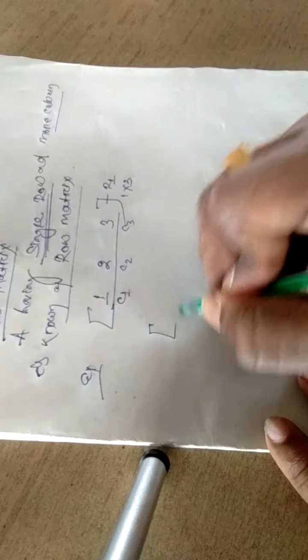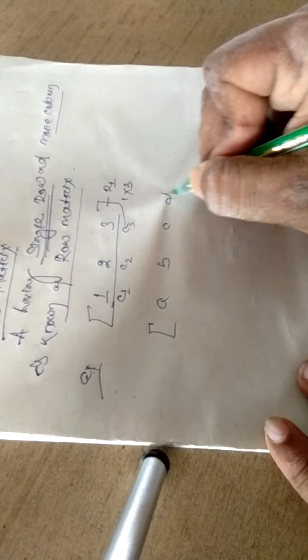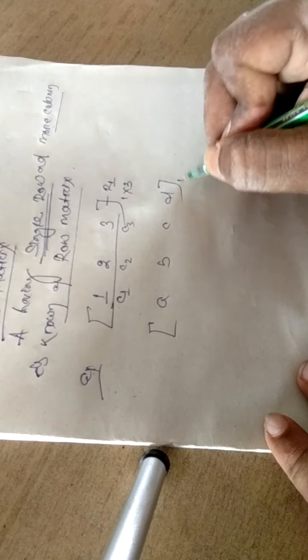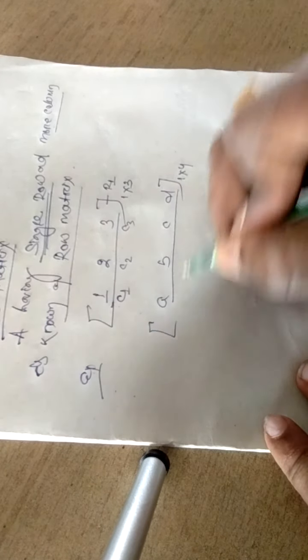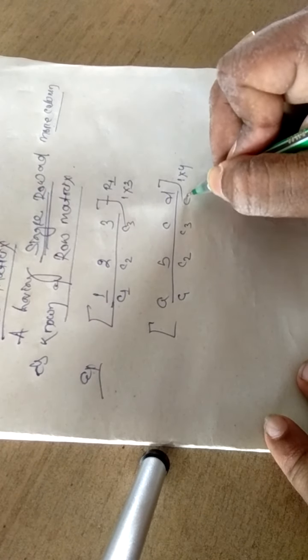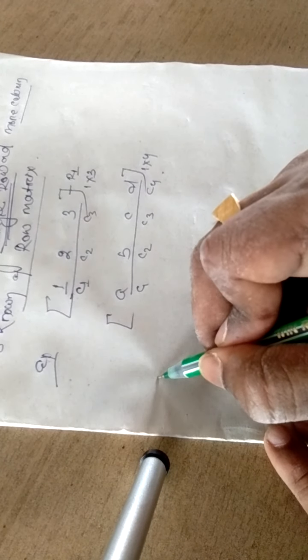Similarly, A, B, C, D is an example of a row matrix of order 1 by 4: a single row and 4 columns. These are column 1, column 2, column 3, and column 4. Now study the column matrix.